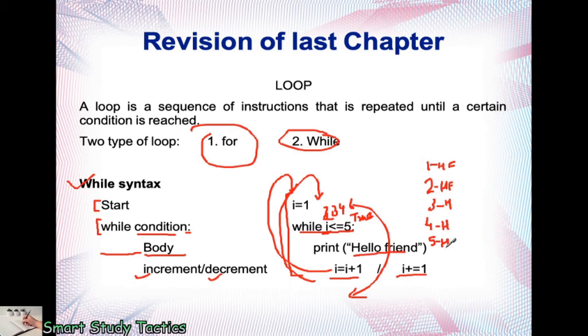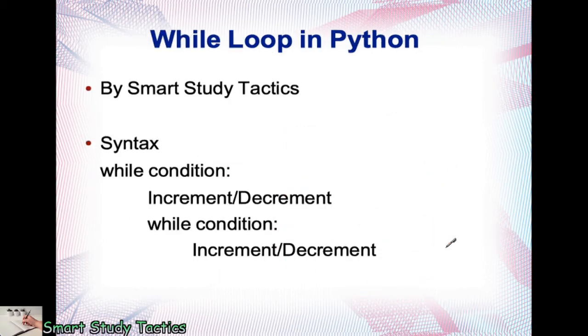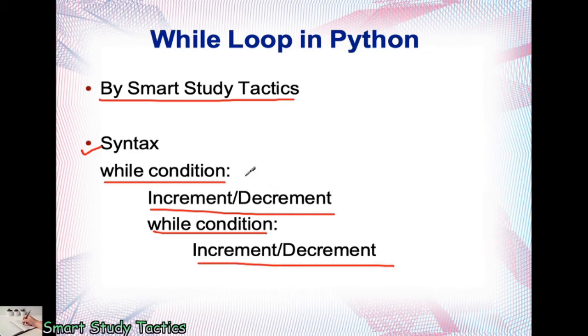So move to the next topic, which is the while loop in Python with nested loops. Okay, I welcome you all on my channel. This is the name of my channel, Smart Study Tactics. So let's begin with the while loop syntax. Here is the syntax: while condition, then increment or decrement, while condition, increment or decrement. This one is the outer loop, and this one is the inner loop.